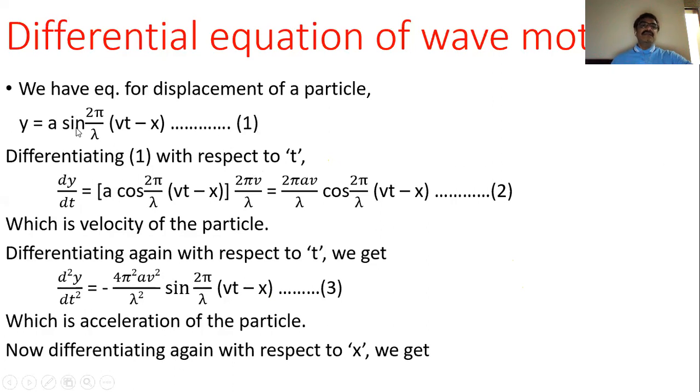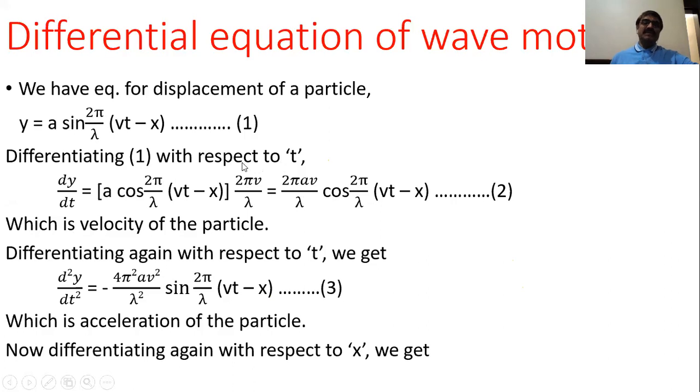Now differentiate. Sine after differentiation becomes cos, and we are differentiating with respect to t, so the coefficient of t, 2 pi v upon lambda, will come in the multiplication. After that we will find 2 pi a v by lambda into cos of 2 pi by lambda into (vt minus x). This will be the expression for velocity of the particle.